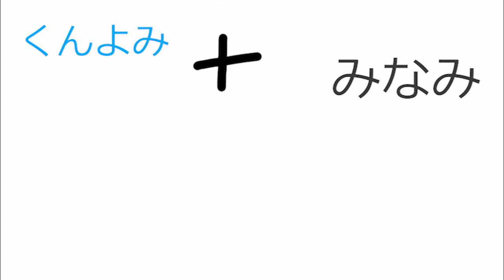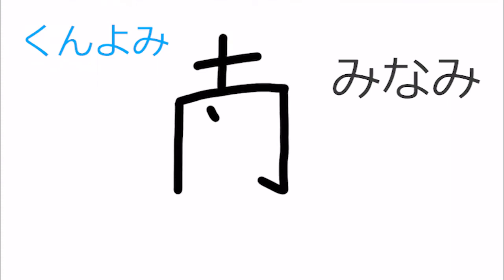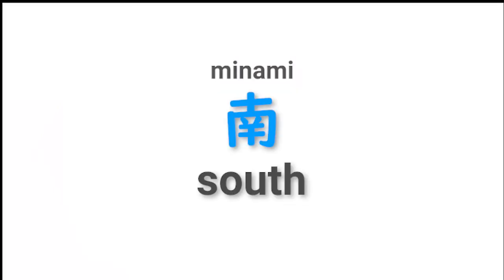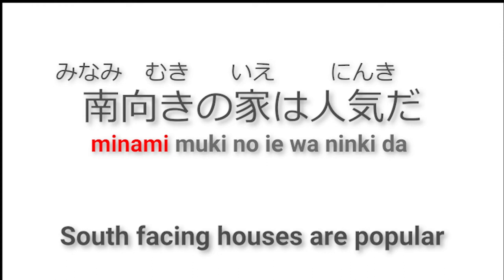Kunyomi example is 南. 南 means south. For example, 南向きの家は人気だ。South-facing houses are popular.